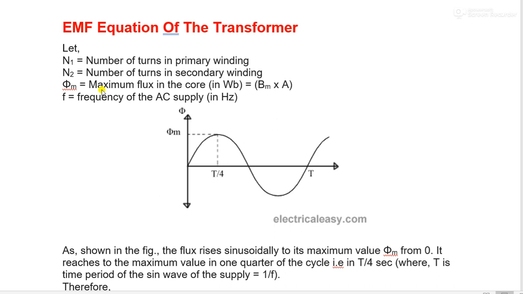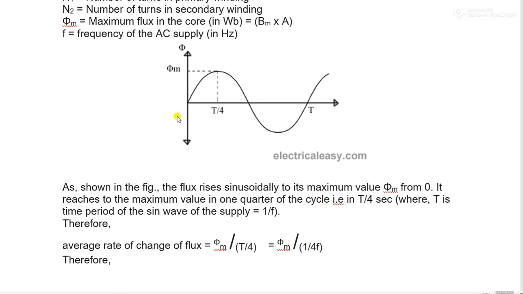Likewise, phi m is the maximum flux in the core, which is given in Webers, and the maximum flux density is Bm, which equals phi m by A. So we could write phi m is equal to Bm into A, the area of cross section, where f is the frequency of the AC input cycle in Hertz. Now, as shown in the figure, the flux rises sinusoidally. This is the sinusoidal waveform from 0 up to the maximum value. Here the maximum value is phi m. Suffix m represents the maximum value of the input at angle 90.